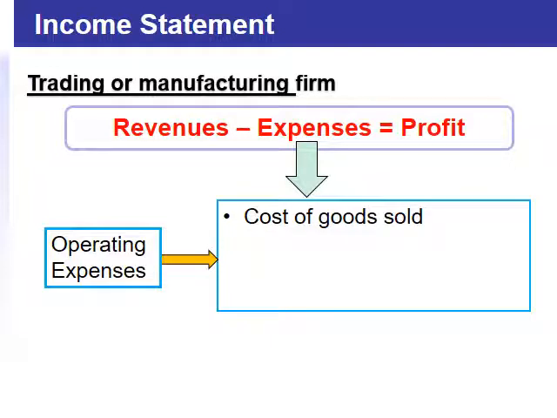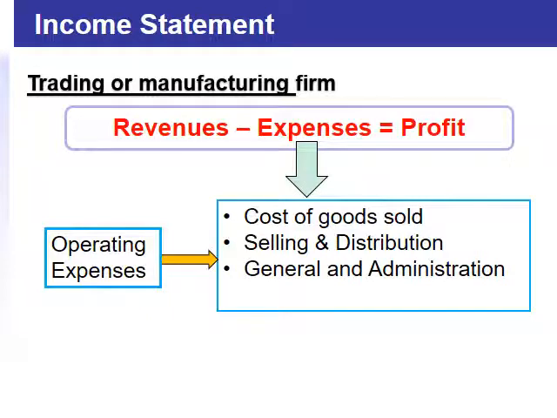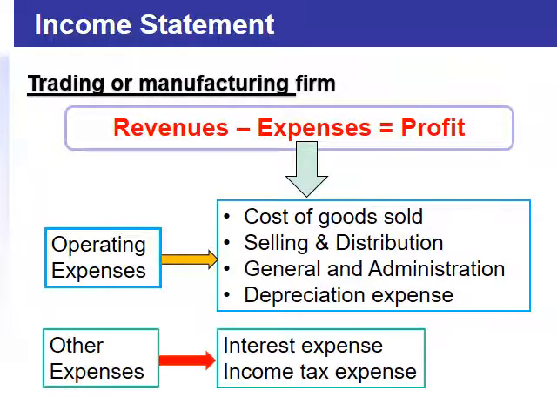Let's look at the expenses of a trading firm. We know that cost of goods sold is one major expense. The other typical operating expenses for businesses may include selling and distribution expense, general and admin expense, and depreciation expense. There are other types of expense such as interest expense and income tax expense.